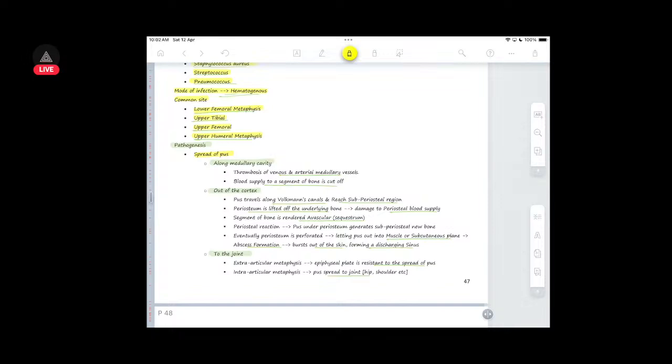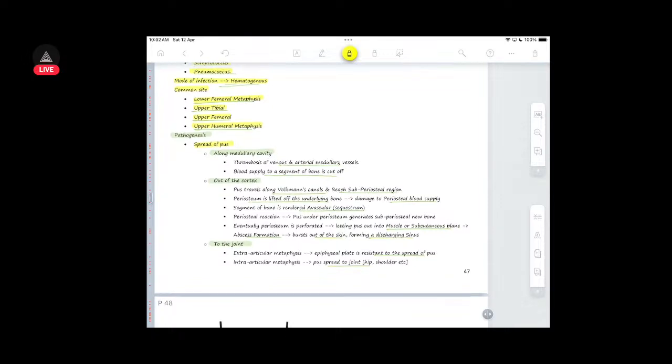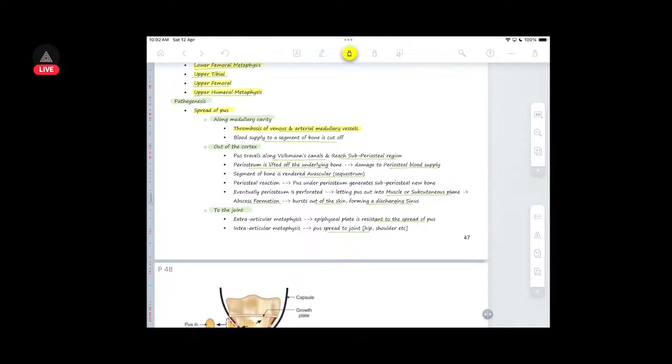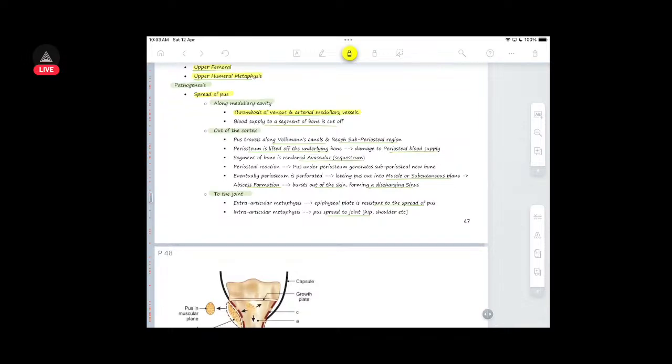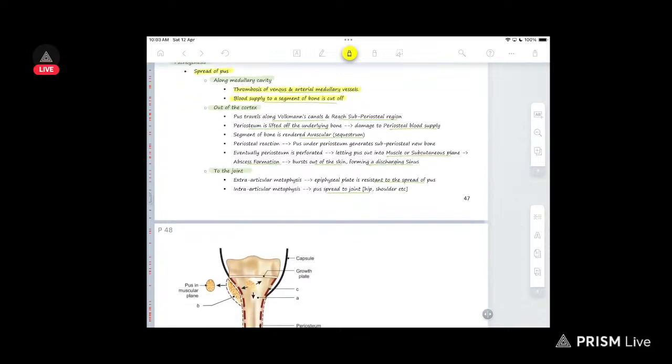So you can have pathogenesis, there is spread of pus along the medullary cavity. It can spread, wherein it can lead to thrombosis of venous and arterial medullary vessels. Blood supply of this segment of the bone will be cut off. Out of the cortex also it can spread. The pus travels along Volkmann's canal and reaches the subperiosteal region. The periosteum is lifted off the underlying bone, leading to damage to periosteal blood supply. Then a segment of bone is rendered avascular, which is the sequestrum.